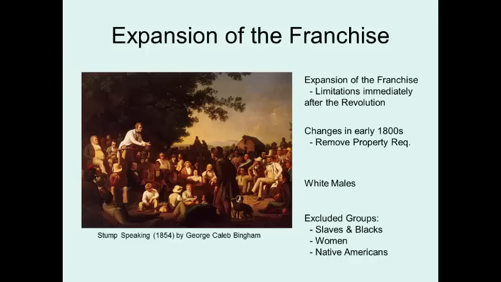Another group that's excluded from this, of course, are women. Women are not allowed to vote. Women are not allowed to own property. Married women are not allowed to own property. So women are excluded. And of course, Native Americans are right out. We're basically trying to run them out of the country as fast as we can. So they too are not voting, and they too are denied access to this rising prosperity.